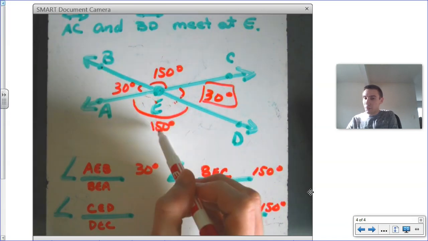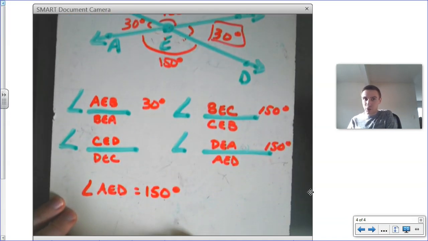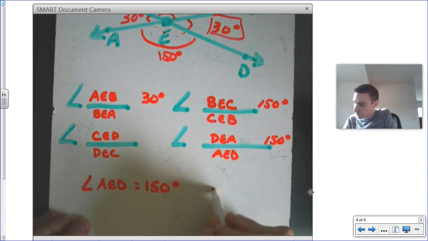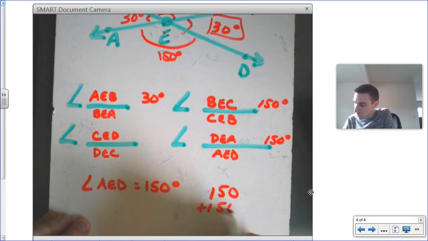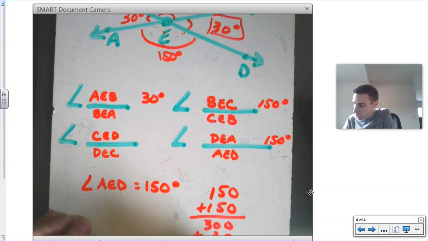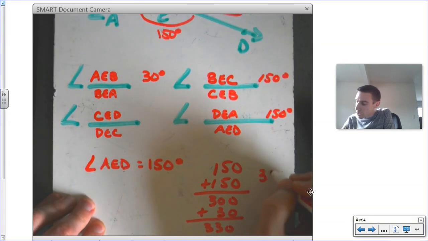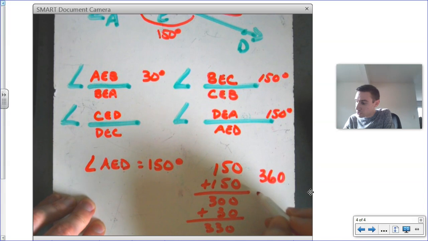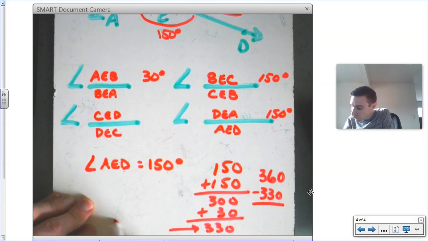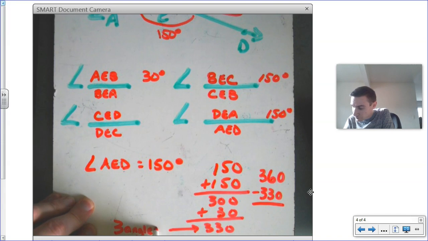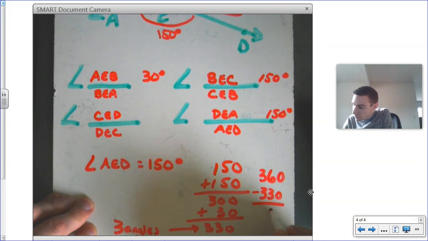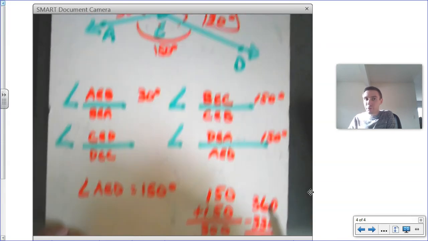So I'm going to take the three angles that I have already, 150, 150, and I'm going to get 300, add 30, and I'll have 330. There we go, now I'm on screen. And then I'm going to take the 360 total degrees, subtract all three angles that I have so far, and this is going to give me 30 degrees for my fourth angle.